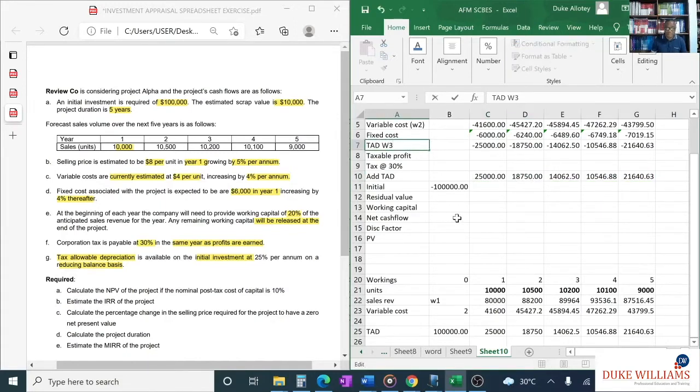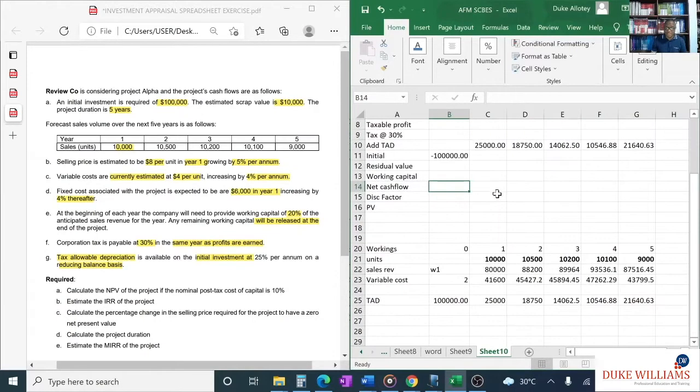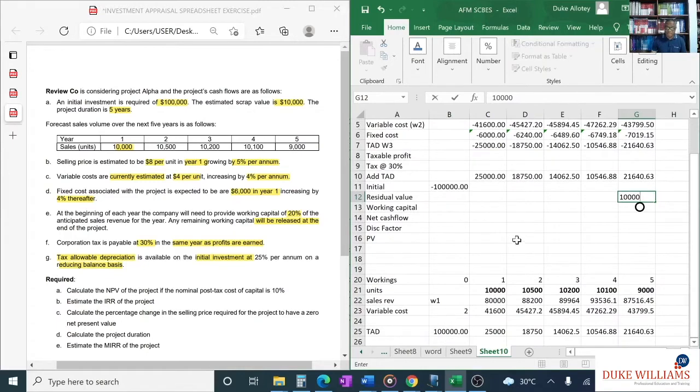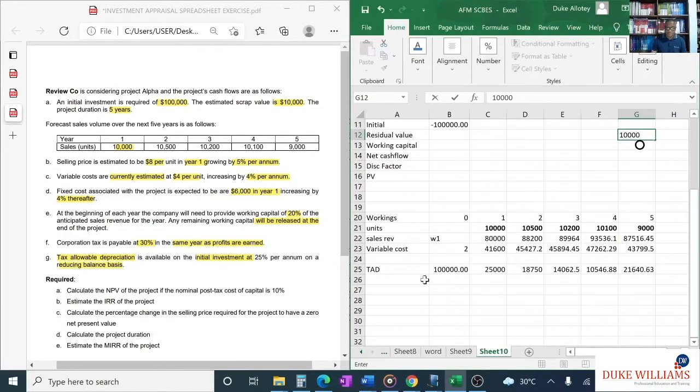Okay, so I tell the marker where all that is coming from. Now, at this point, as you can see, I can get my taxable profit residual. Don't forget that one, very easy, 10,000. Then I can work out my working capital. Now, very interesting. I want you to pay very good attention to the working capital.